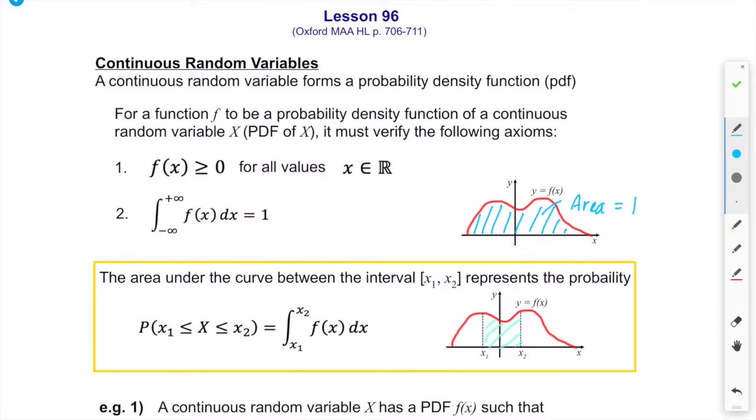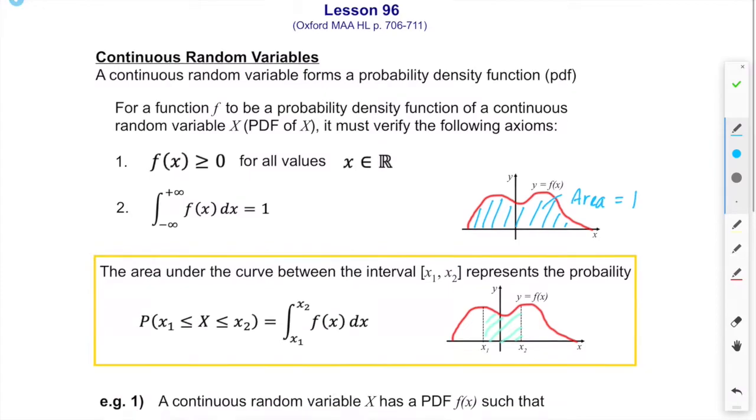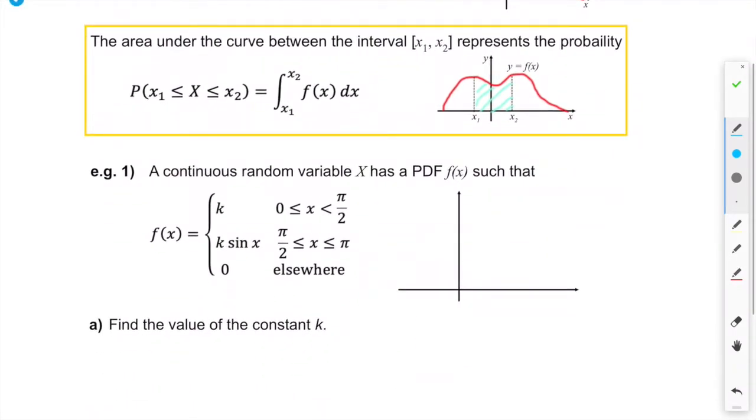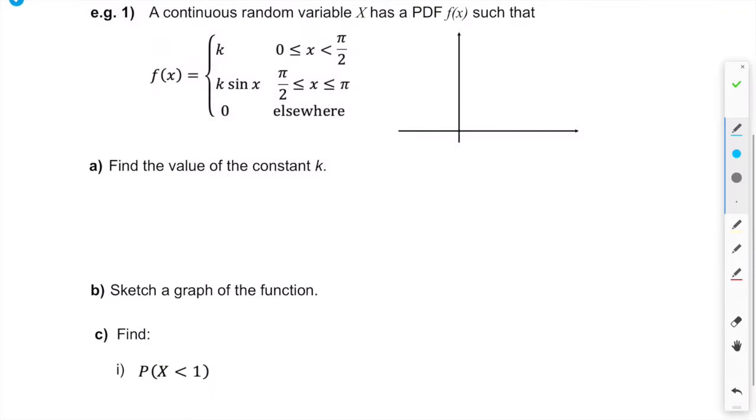So in the box, the area under the curve between the interval x1 and x2 represents the probability P of x1 less than or equal to the continuous random variable x less than or equal to x2, which can be calculated by taking the definite integral of f of x dx from x1 to x2. Okay? Let's take a look at example 1.